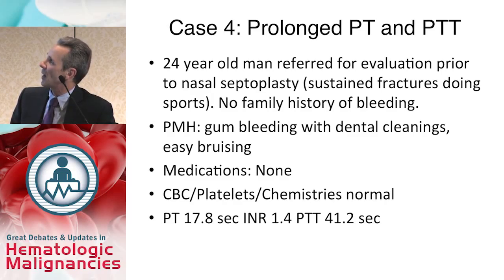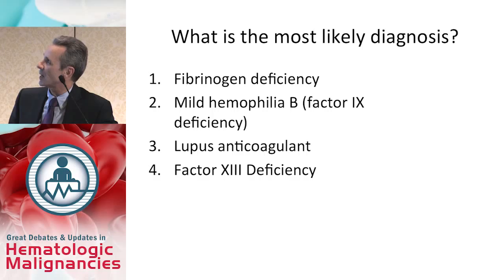Case 4, a patient with a prolonged PT and PTT. A 24-year-old fellow referred for evaluation prior to nasal surgery, a septoplasty. He'd sustained fractures during sports. He had no family history of bleeding, but he himself had some minor bleeding, gum bleeding with dental cleanings, and easy bruising, with no medications. Screening labs are normal, including his liver tests, CBC and platelet count, and he has both a prolonged PT of 17.8 seconds and a PTT of 41 seconds.